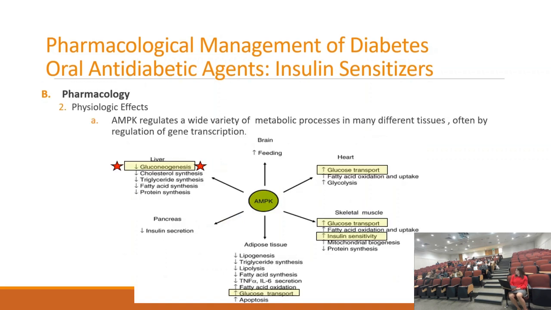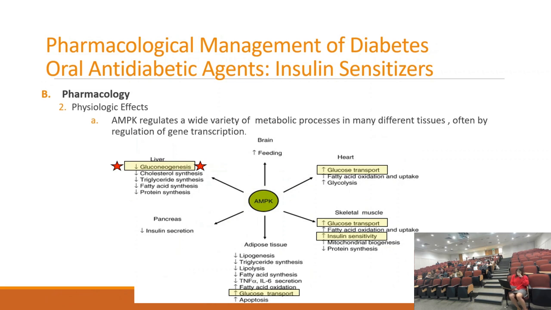It turns out AMPK is pretty important in a whole bunch of different things here. When AMPK gets activated, it's got a whole litany of effects in lots of different tissues. For example, the brain. When AMPK gets activated in the brain, that increases your appetite and your desire to consume food, which makes sense, right? You're ATP depleted, you need fuel, you want to eat, okay?